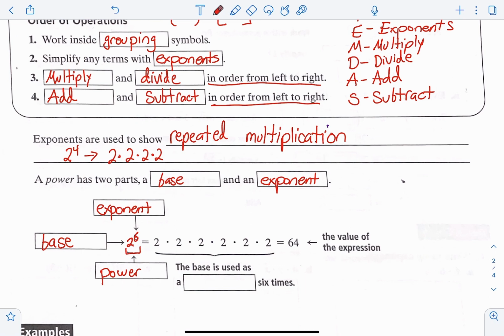So when we're going to multiply this out, we use the base as a factor 6 times. So since it's 2 to the 6th, we have 2 times 2 times 2 times 2 times 2 times 2 equals 64. Okay, so 2 to the 6th power equals 64.